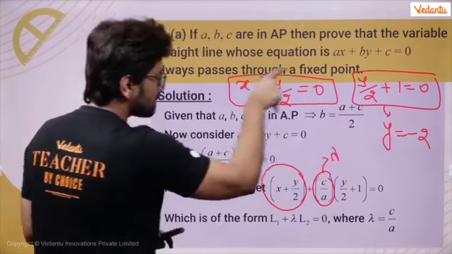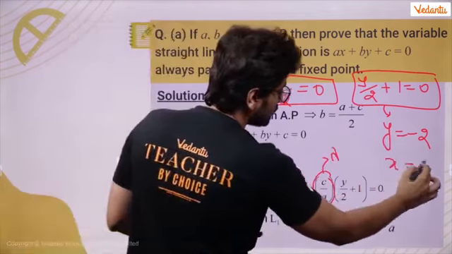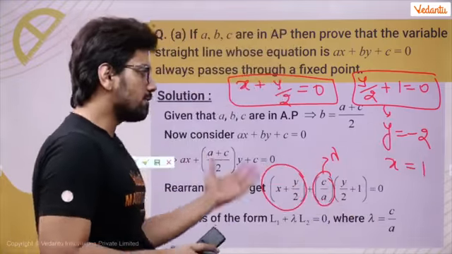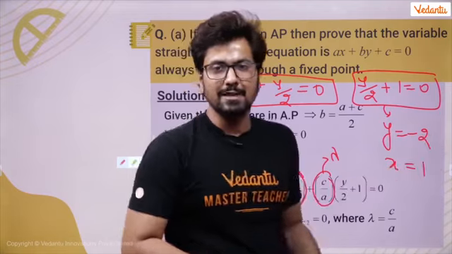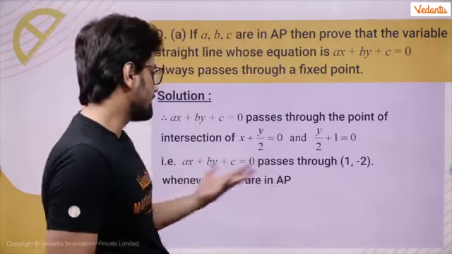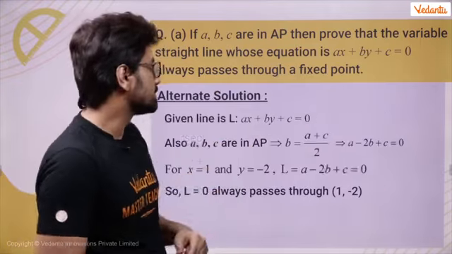If we put the value for y as -2 in this equation, you are going to get the value for x as 1. So x is equal to 1, y is equal to -2. It means that these family of lines passes through the point 1 comma -2. Clear? So this is how we have done it. Solved these two lines and found out the point of intersection.